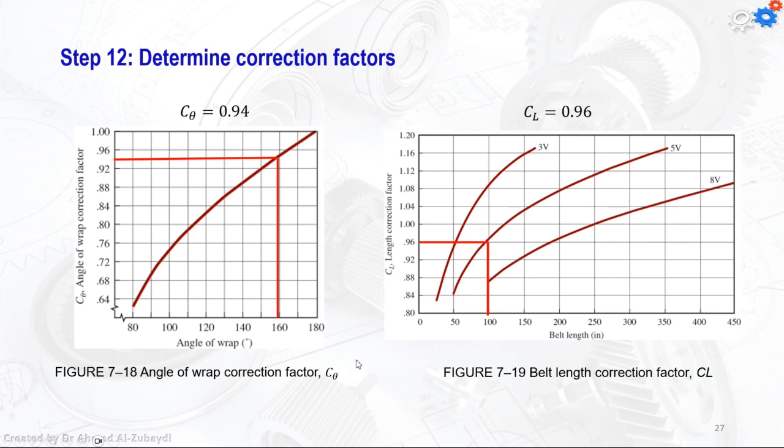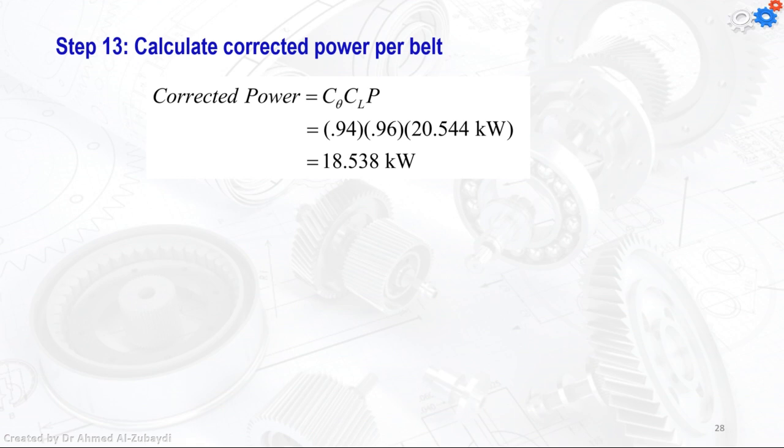Now, by using these correction factors, we can find the corrected power value. So the C theta multiplied by the CL multiplied by the power value plus, of course, the added power is going to be equal to 18.54 kilowatt.